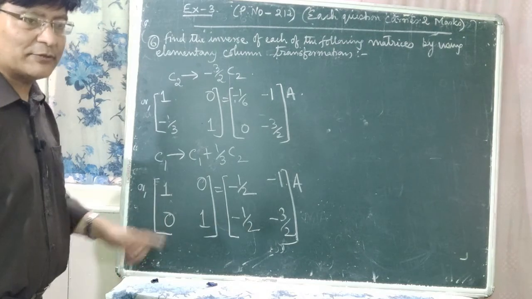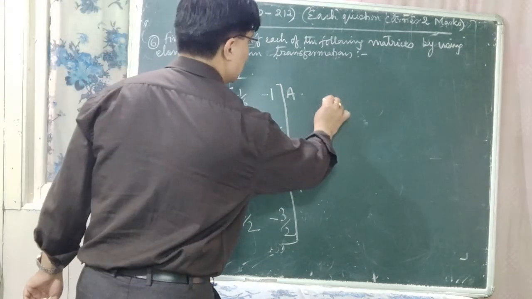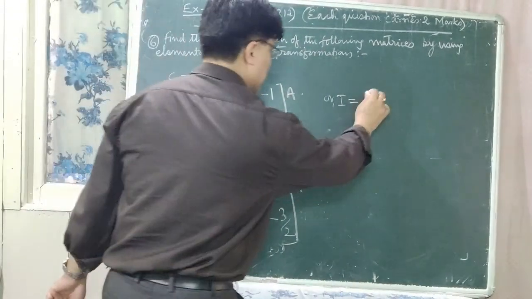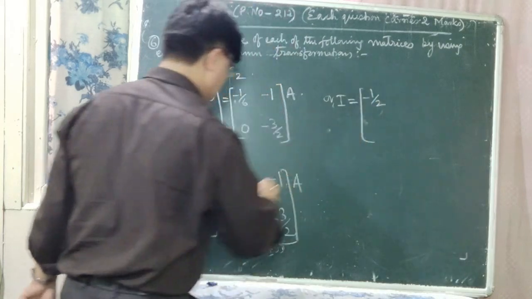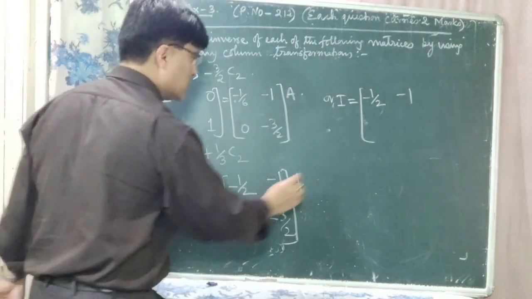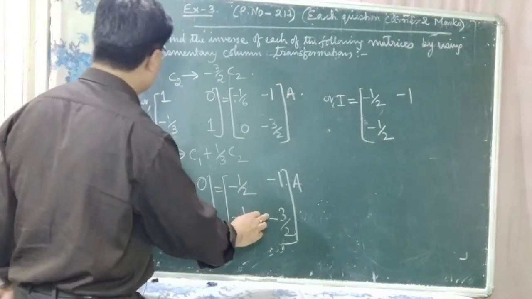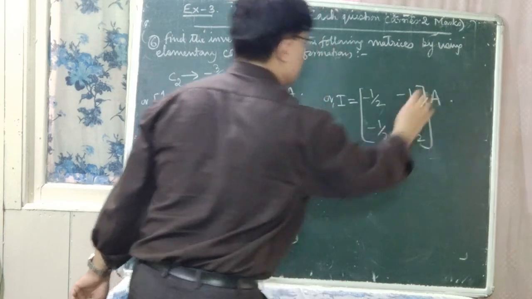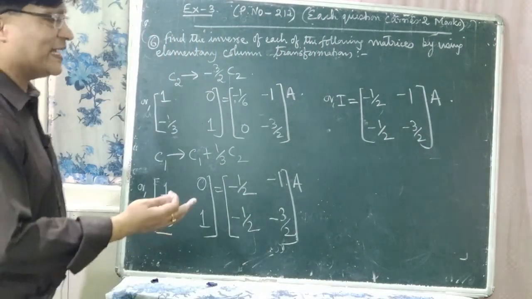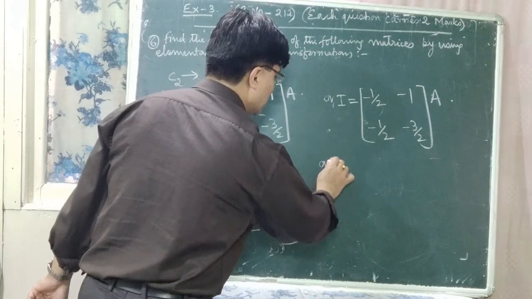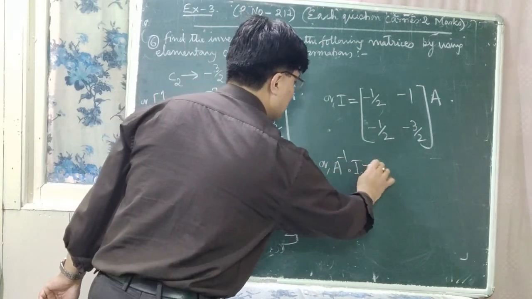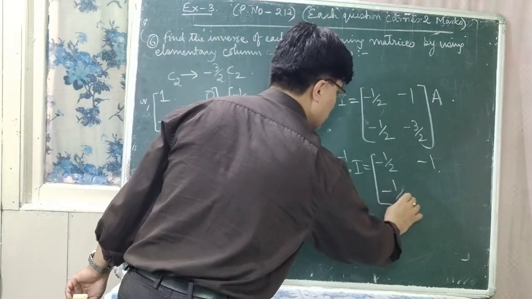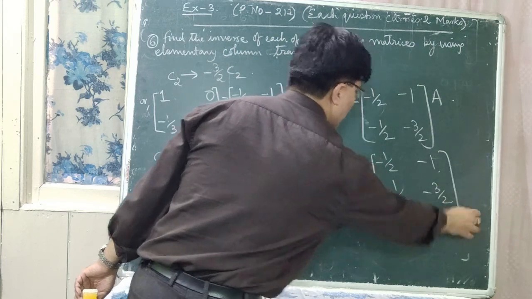Now this is the identity matrix 1 0 0 1. So you can write here I is equal to, this remains the same matrix, that is minus 1/2, minus 1/2, then this is minus 1, this is minus 1/2, minus 1/2, and this is minus 3/2, minus 3/2, and you can write here E. Okay, now take A to the left hand side. So what does it become? It is A inverse dot I is equal to, next, minus 1/2, minus 1, minus 1/2, minus 3/2, right?